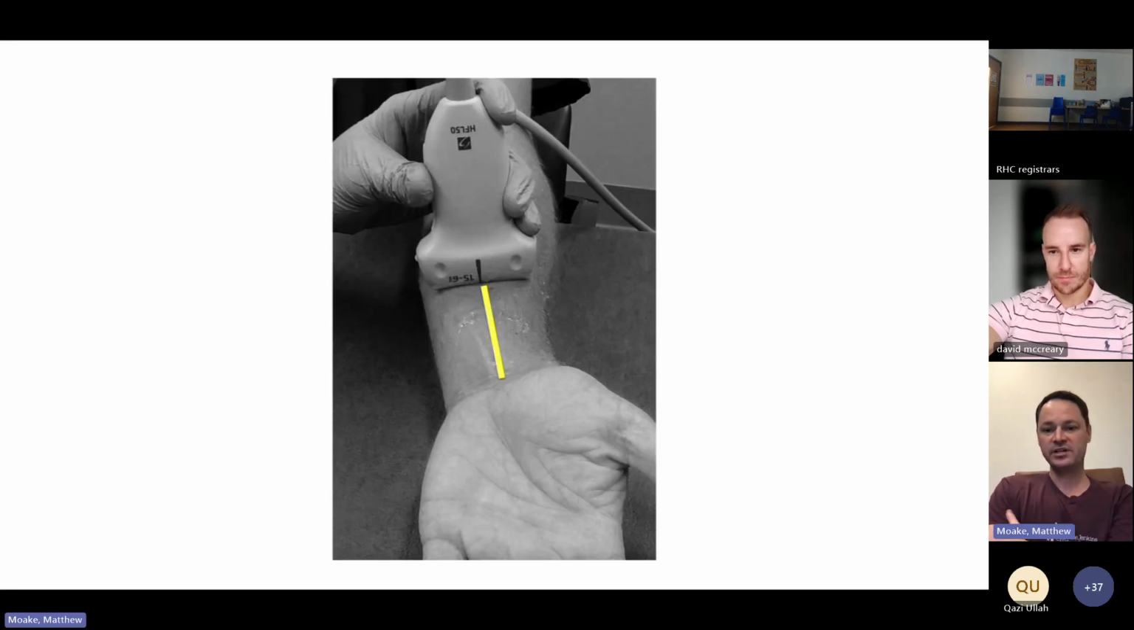Here, I'm always going to use a linear probe for these. It's going to be shallow, and you want your highest resolution possible. The median nerve is going to be mid-forearm. I typically will find all of my nerves, or try to find them, at the distal wrist, right at the crease of the hand, and then track them proximally up the arm.